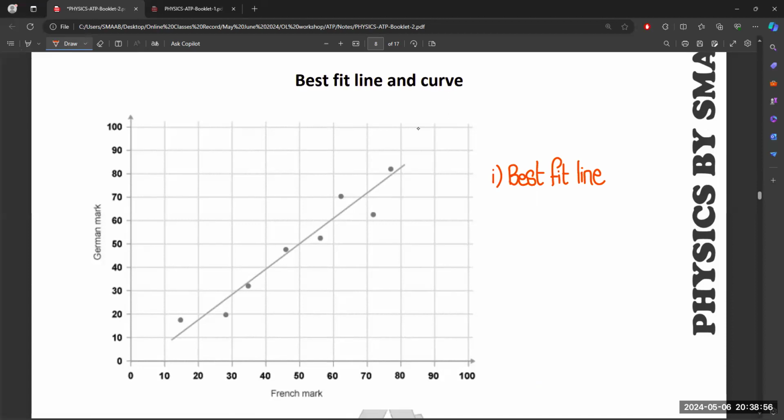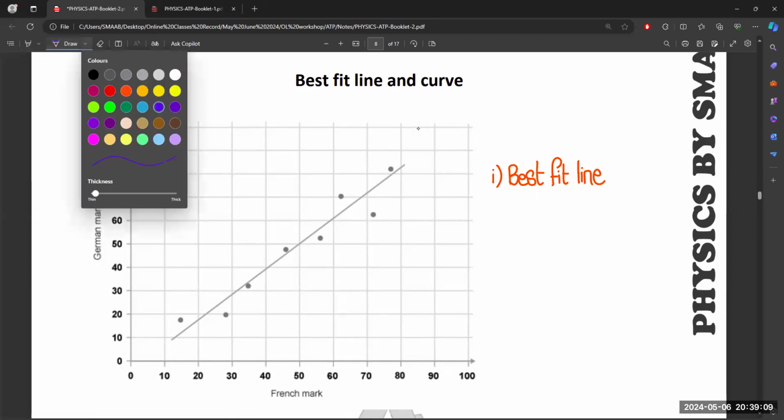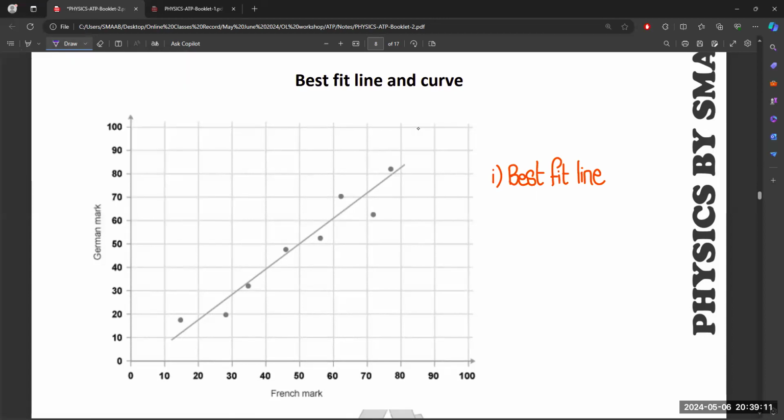Basically, the idea of the best fit line graph is that your line follows the trend of the points, right? So basically, in this graphical representation, the line tells you about the trend of the values or observations given in the table.